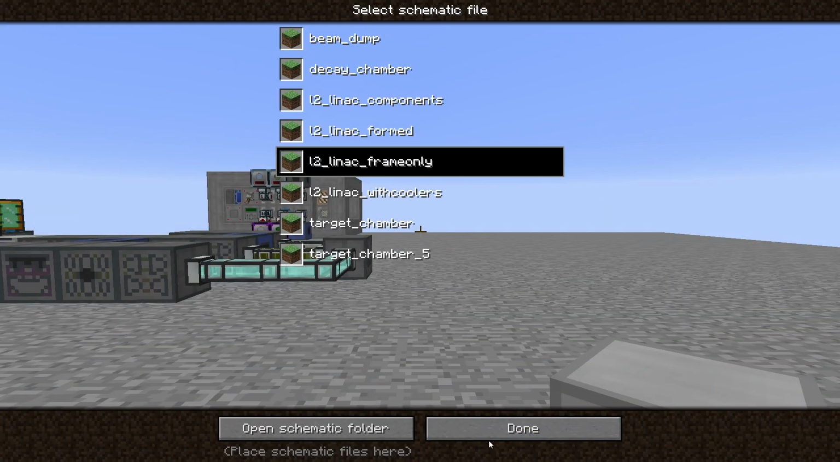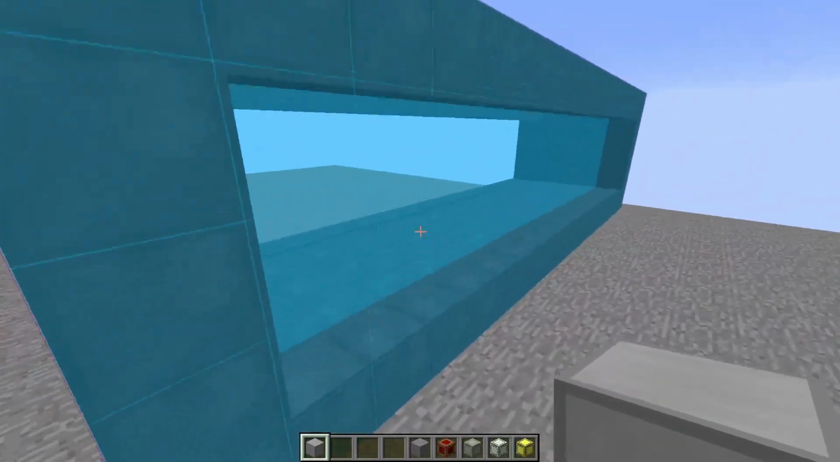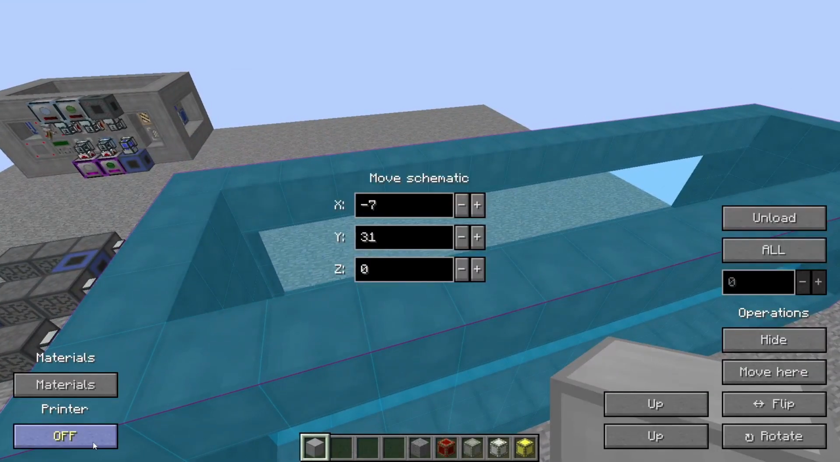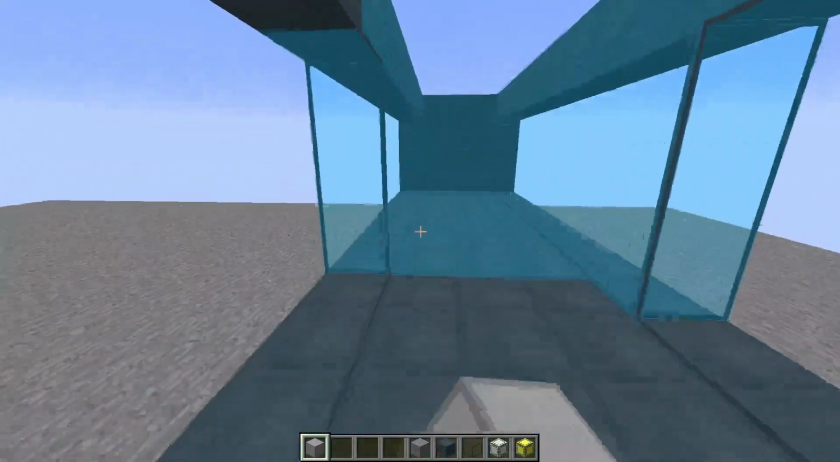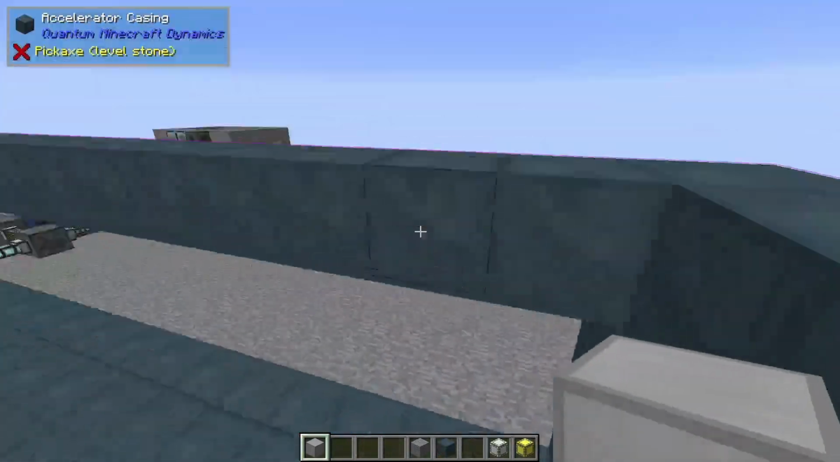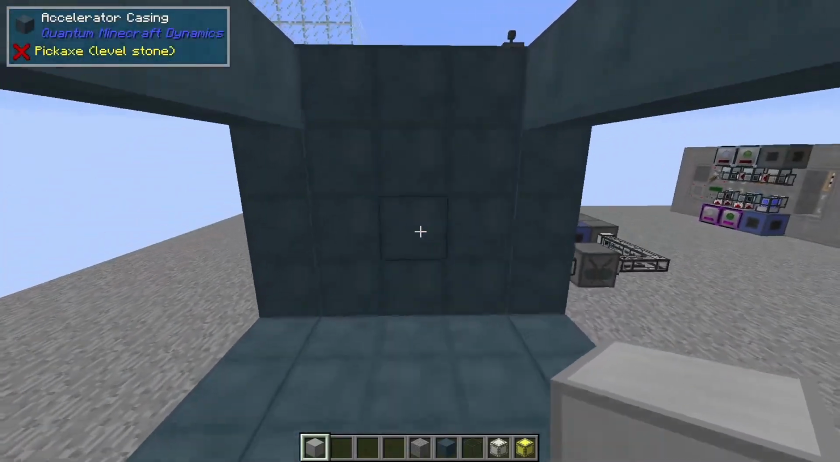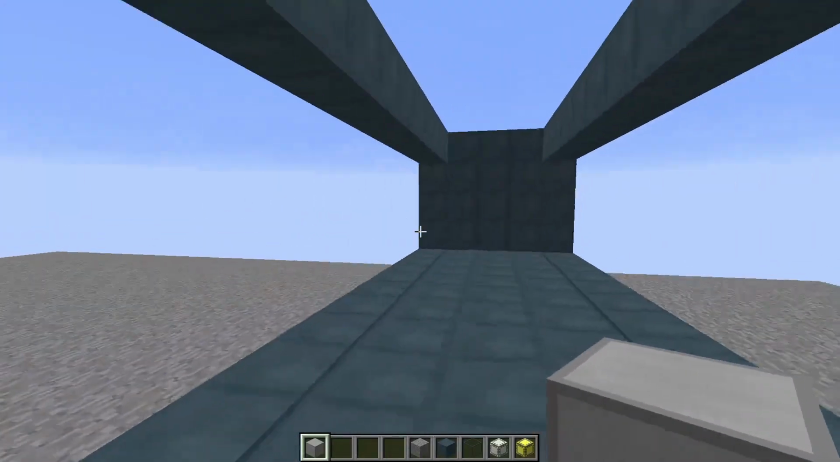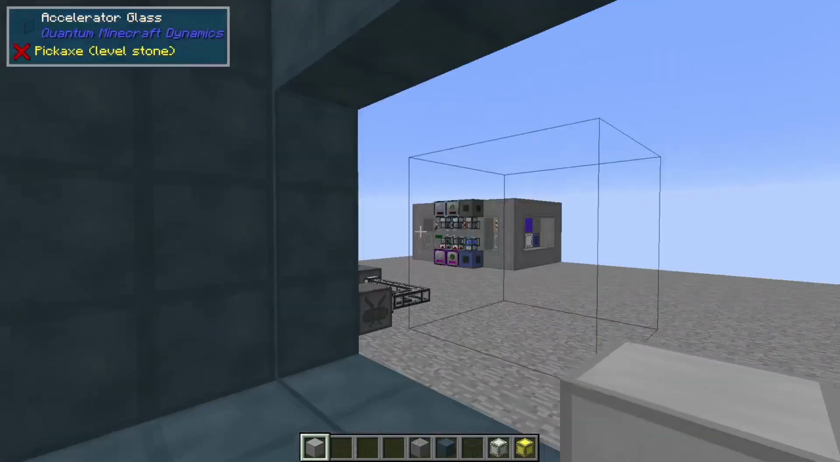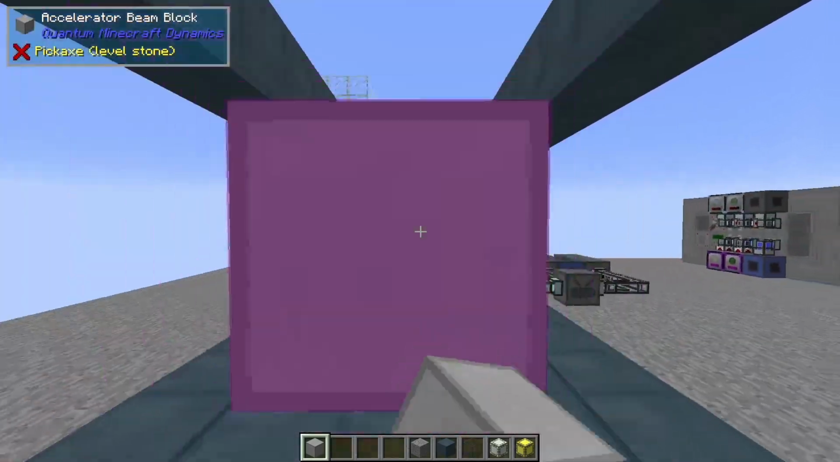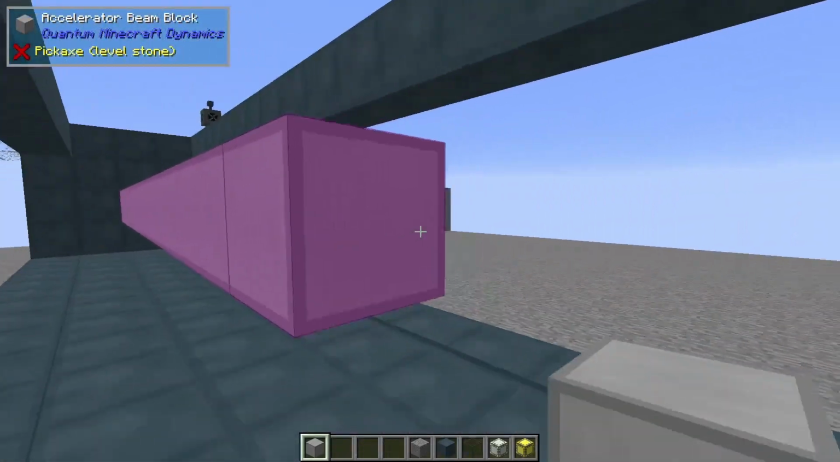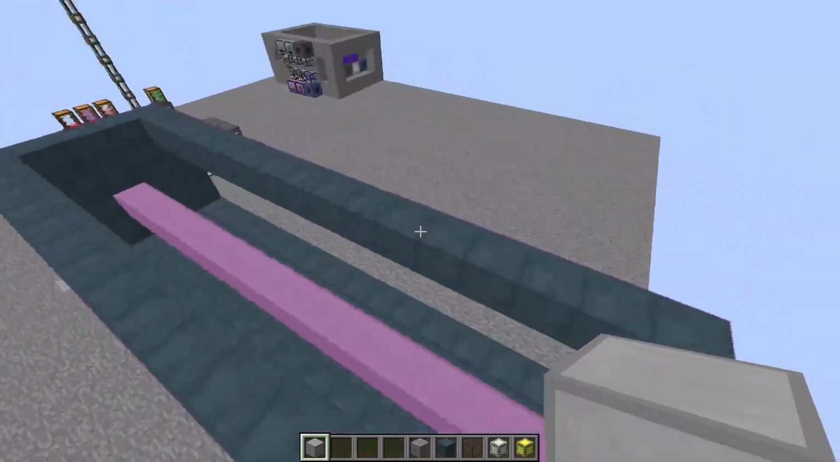Let's load up the schematic. I'm making a frame, as you can see here. I'm going to then print it. And then the next step is to make a line from the center of this face all the way to the center of the opposite face with beam blocks. This is the path the beam is going to take through the accelerator.